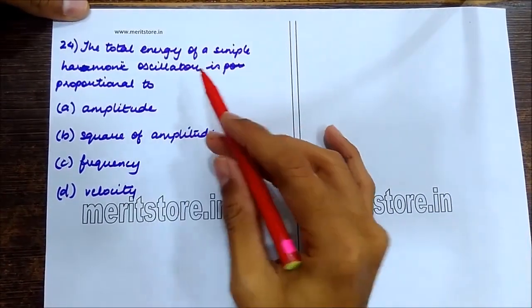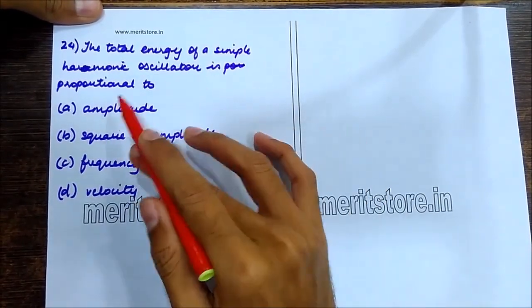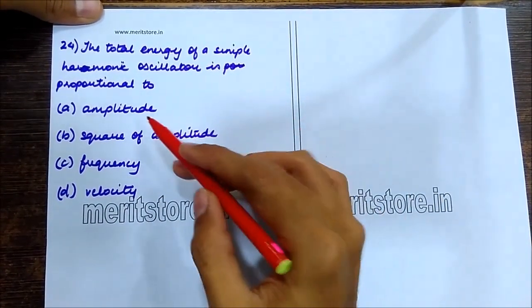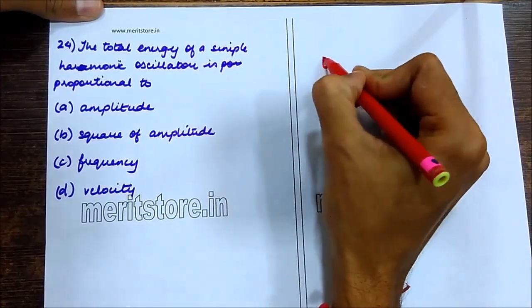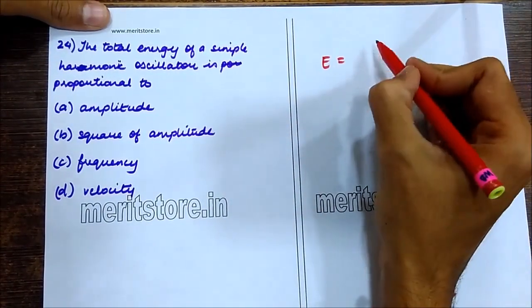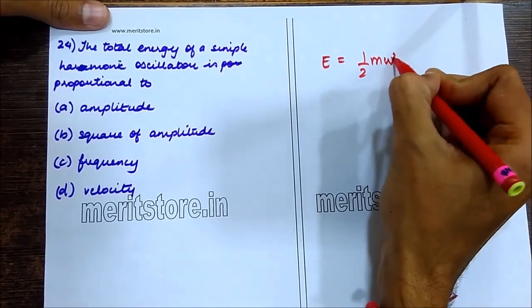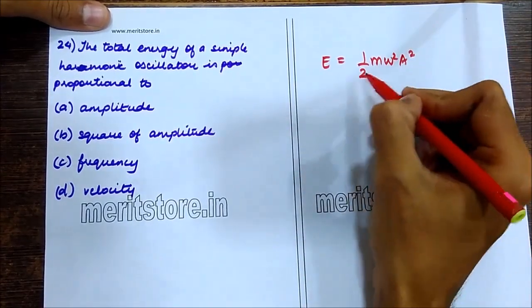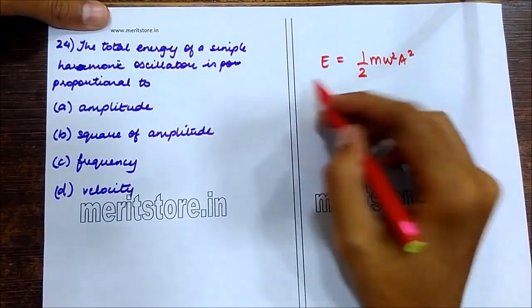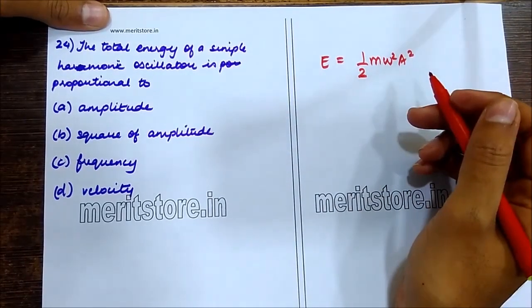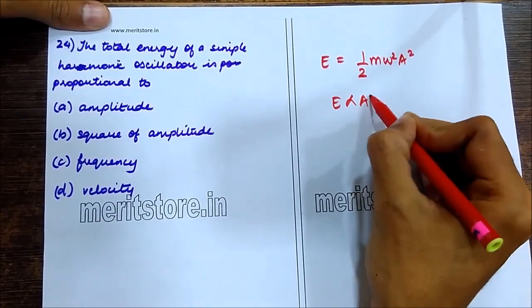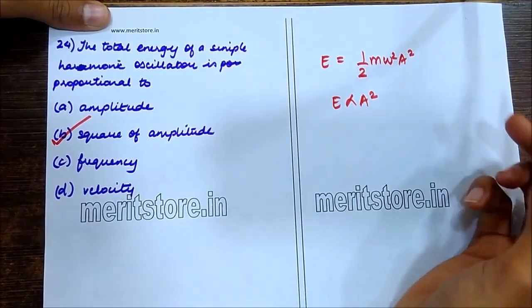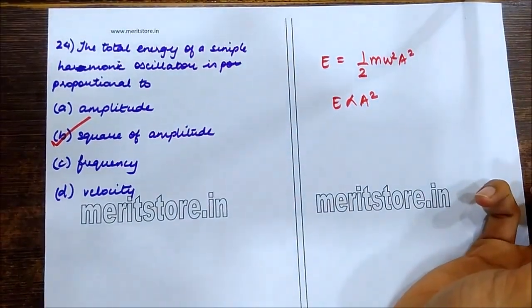Question number 24. The total energy of a simple harmonic motion oscillator is proportional to: amplitude, square of amplitude, frequency, or velocity. So we have the total energy equation, E equals half m omega square a square, where E is the total energy. So this E is directly proportional to amplitude square. So the option is B, square of the amplitude.